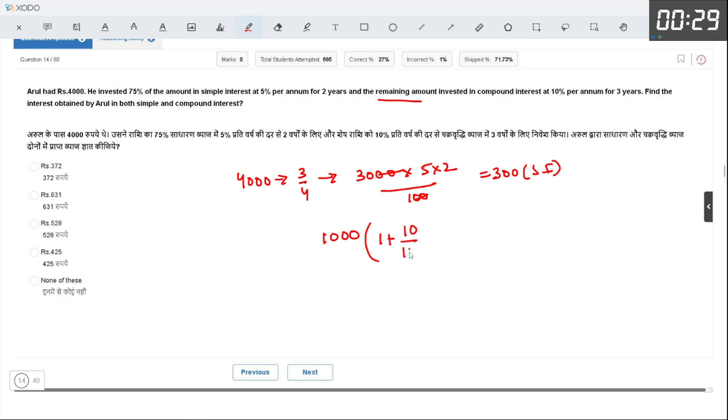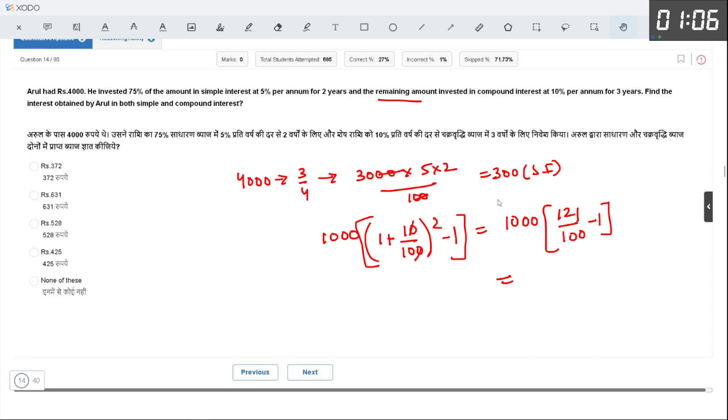10% per annum. 10% means for how many years? 2 years. How to find compound interest? Again you have to subtract the principal amount from here. So 1000, and these zeros cancel. 10 plus 1 is 11. 11 means 121 by 100, that is 21 by 100, right?